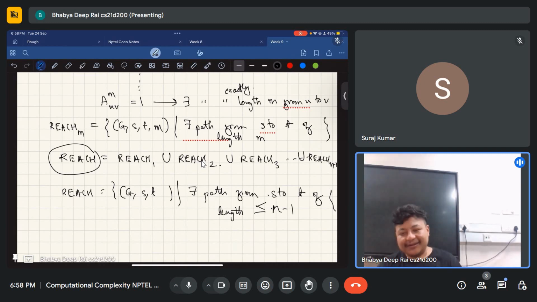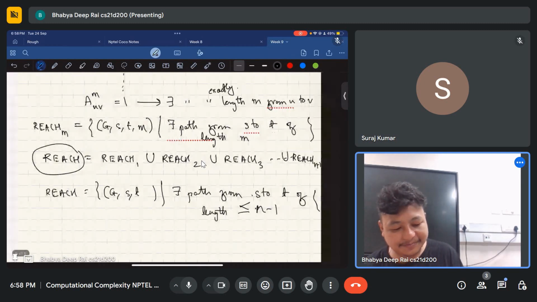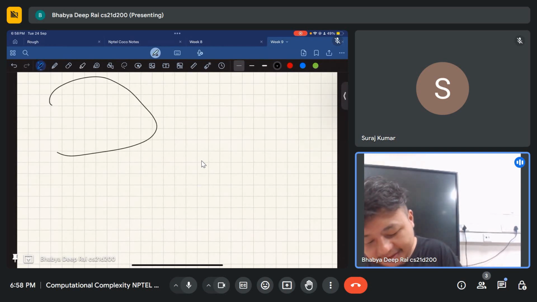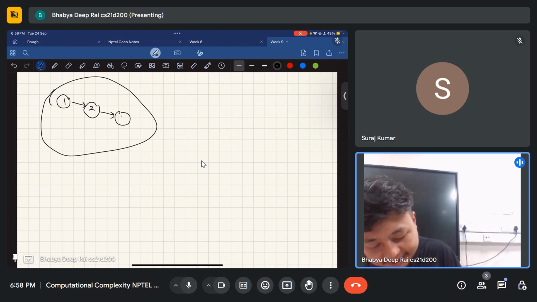Changing from exact reach, this reach M, to at most N minus 1, I have again obtained reachability. So this is a key idea here. Why? Because I'll now demonstrate an example. It'll all be clear soon. So let's say I have this graph. 1 goes to 2, 2 goes to 3, 3 goes to 4.